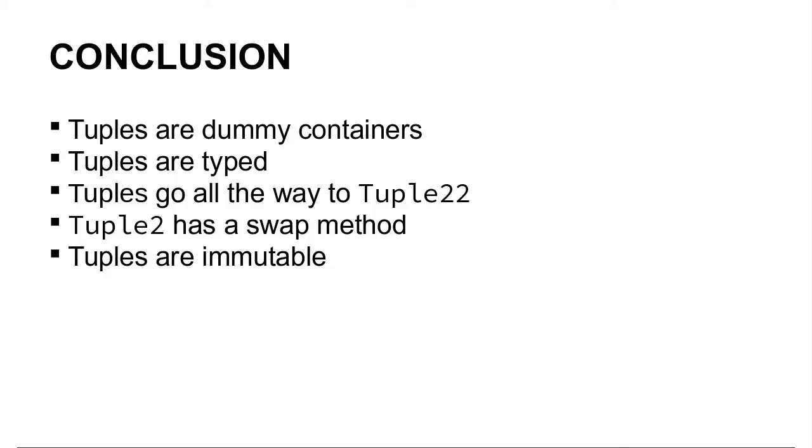If you extract _1, whatever type that is, we're going to get that type, such as int, in return. There are tuples that go all the way to Tuple22. Tuple2 is unique in that it has a method called swap, and it's only there for Tuple2. Obviously, Tuple3 does not have a swap. It wouldn't make sense. And tuples are immutable. They are an essential part of the Scala language. They are everywhere.